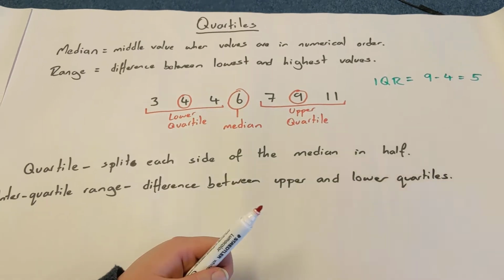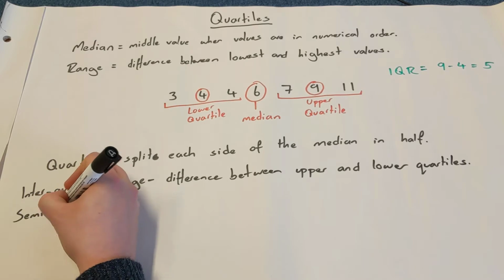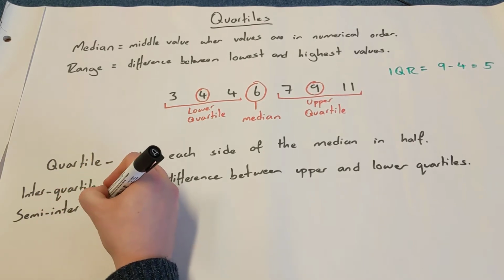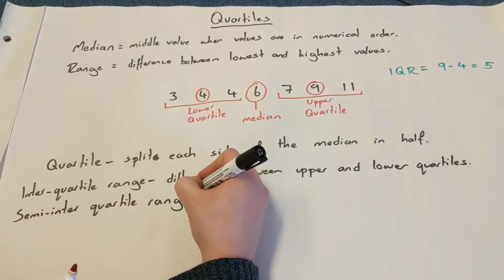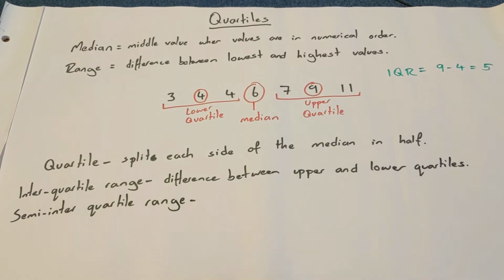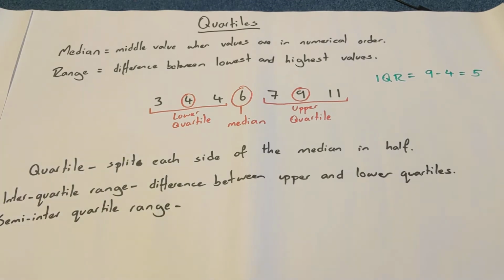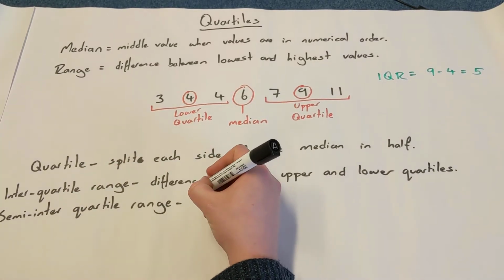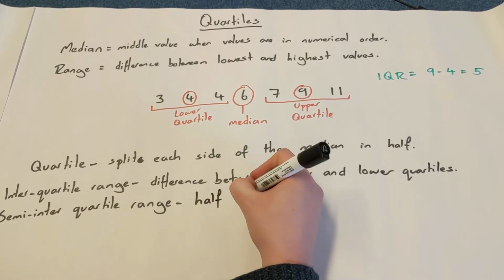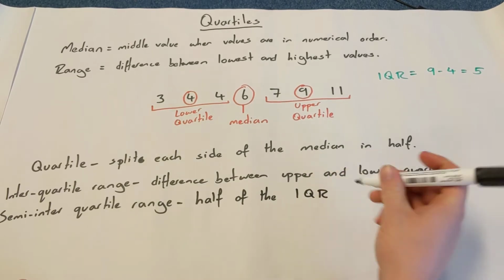And then the last bit we might need is the semi-interquartile range. And this value is what you would generally use instead of standard deviation. If you didn't have a calculator, standard deviation can be a bit annoying to calculate because it's got square roots in it. So instead, you might try and work out the semi-interquartile range. And the semi-interquartile range is just half of the interquartile range. It's as easy as that.